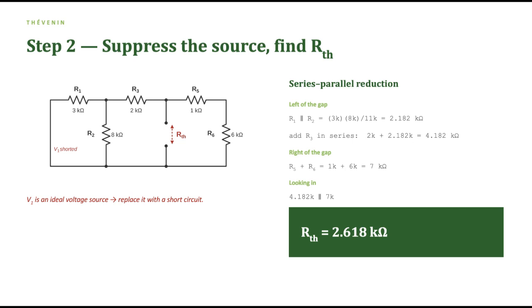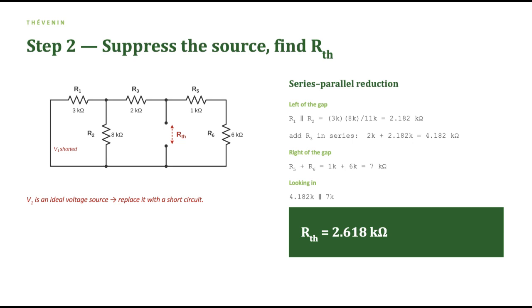Going left, R1 and R2 are now in parallel, because the short ties their far ends together. That gives 2.182 kiloohms. Add R3 in series, 4.182 kiloohms. Going right, R5 and R6 are simply in series: 7 kiloohms. Those two paths sit in parallel across the gap: 2.618 kiloohms. Why does R4's own 7 kiloohms never appear in this calculation?